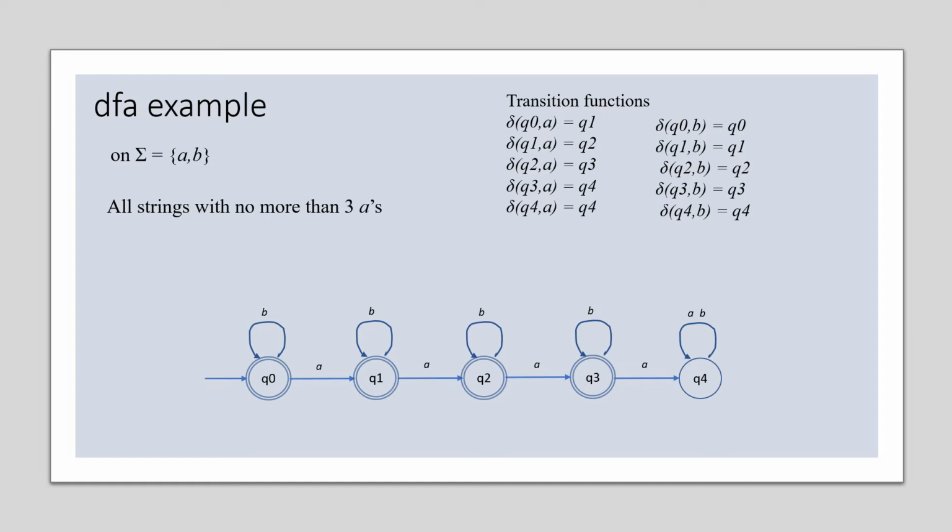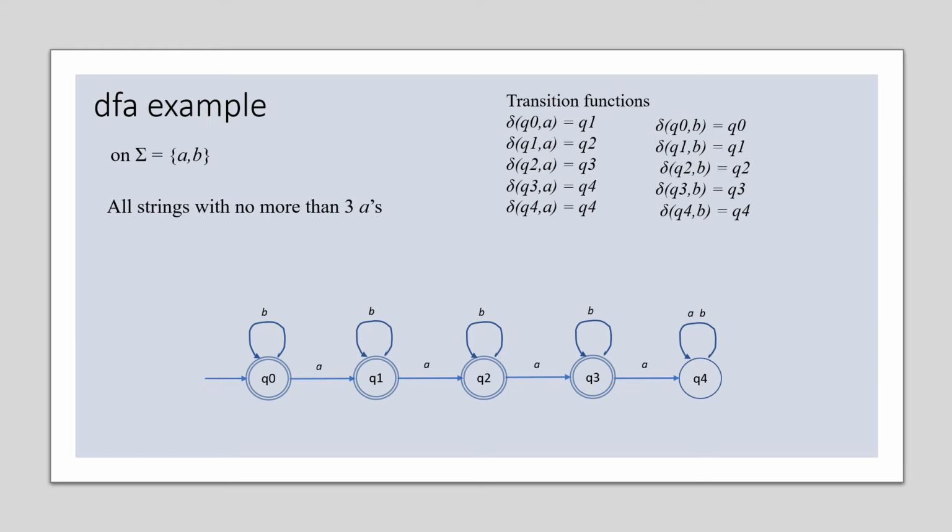So this is an example of a DFA. This is an example of a DFA on the alphabet AB that describes the language, all strings with no more than 3 A's. It is an acceptor. It has actually 4 accepting states. It has 5 internal states.